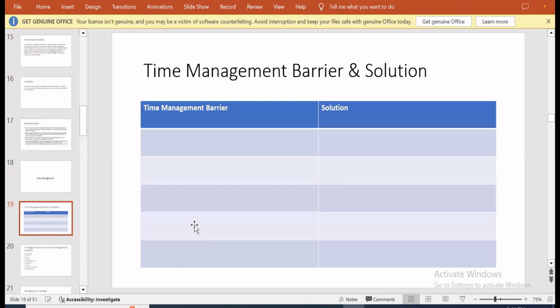So now tell me, what is time management? This is the exercise. What are the barriers in your time management and what solutions can you give? I am giving you 2 minutes. Think about what the time management barriers are and what your solution is. What do you think?